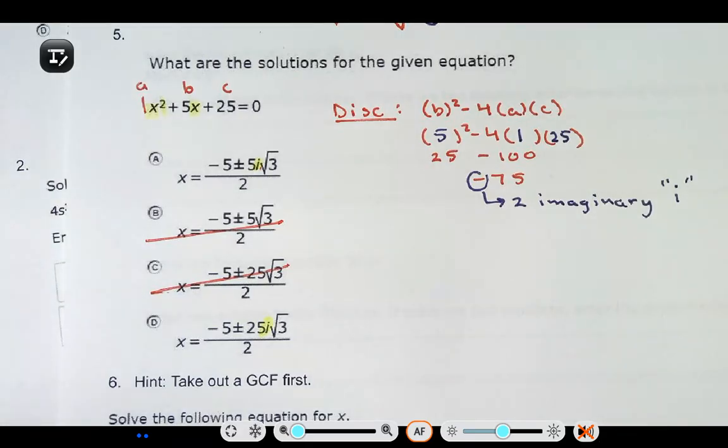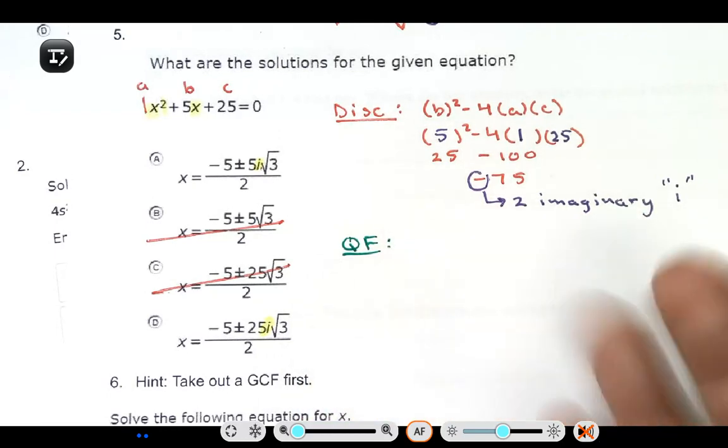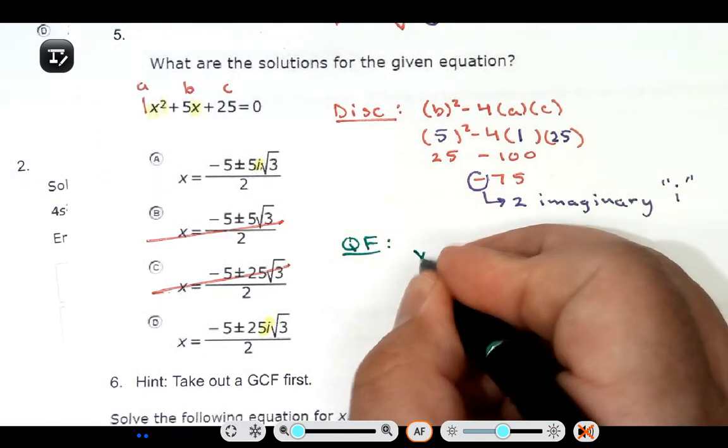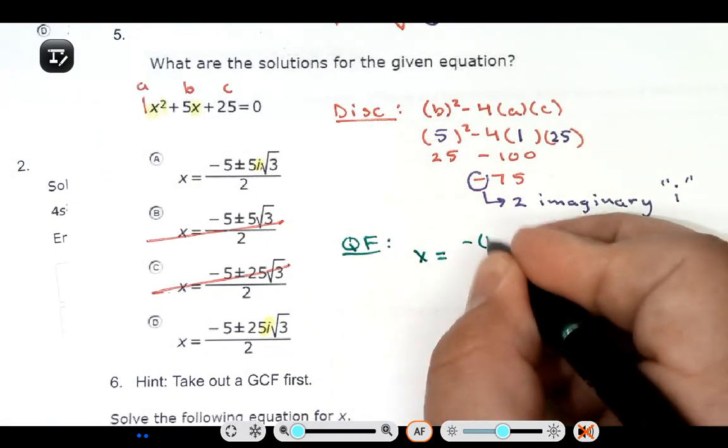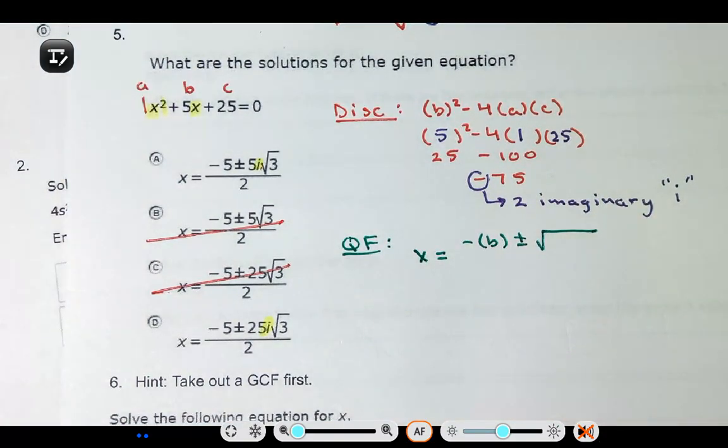But now I can finish the problem. I'm going to do the quadratic formula. And now the quadratic formula is a little bit shorter. It says x equals negative b plus or minus the discriminant, which we already did, so we don't have to do it again, right?